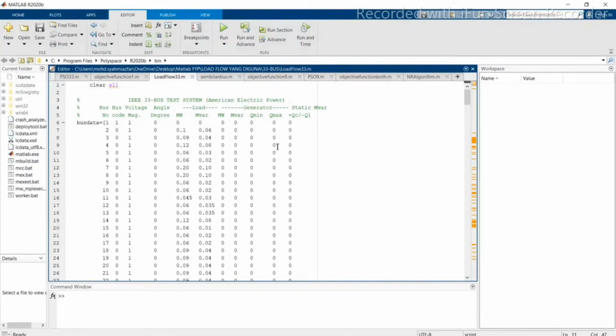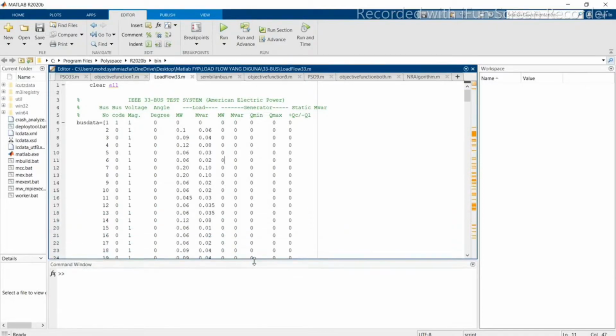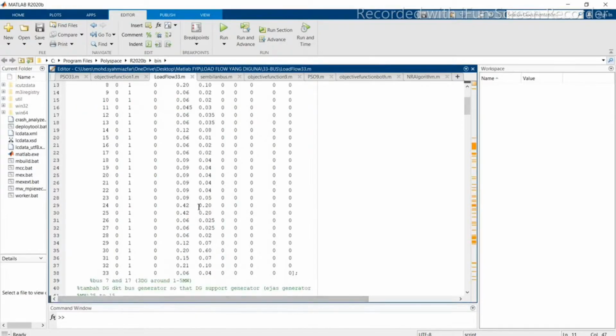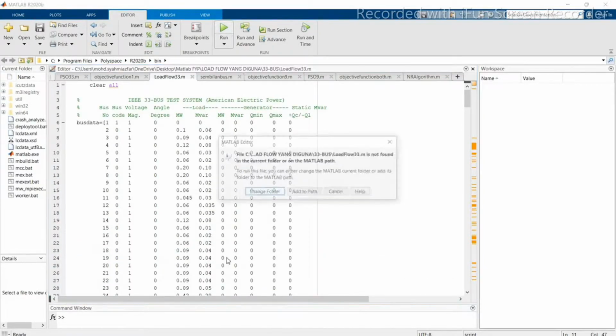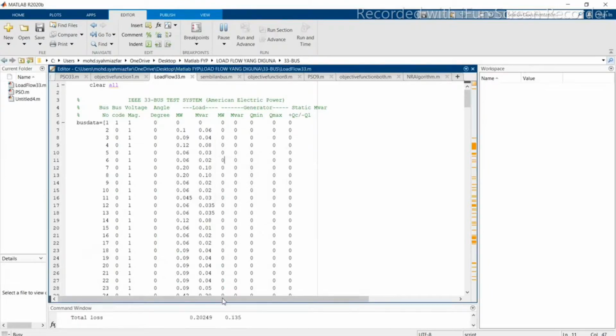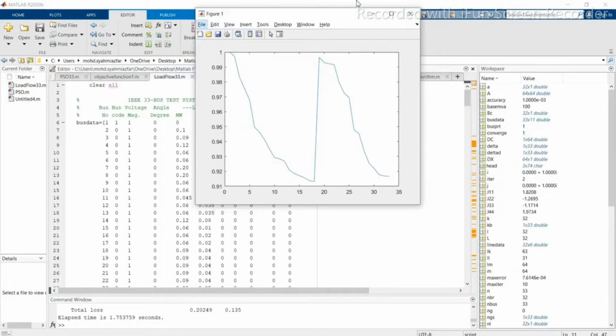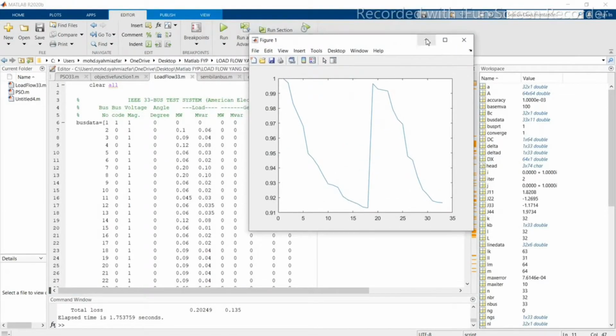So I will start with my 33 bus system. Before we run the PSO to find the optimal location, we will compute the real power losses by using load flow with the Newton-Raphson method. This is the bus data for my base case 33 bus system. And this is the graph for the voltage plot.